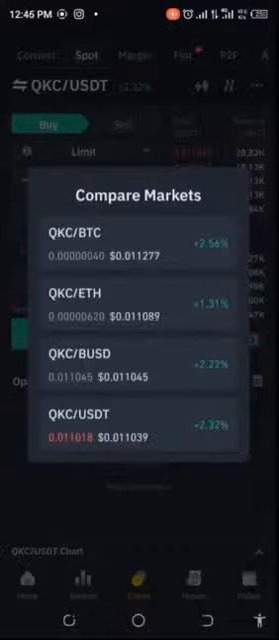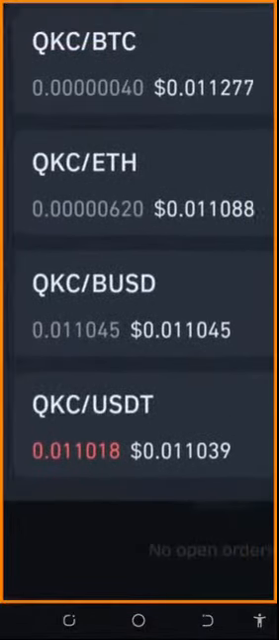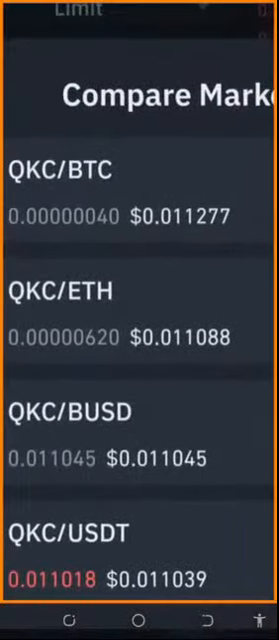Today, we're going to be having another episode of triangular arbitrage. So today we're going to be having QKC BTC, QKC USDT, and then of course we're going to see whether this is going to work. So now let's take a good look at what we have here. This is the compare market. USDT is 0110, BTC is 0112. So there's a difference.